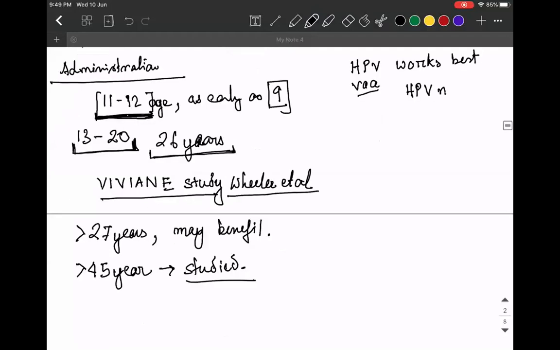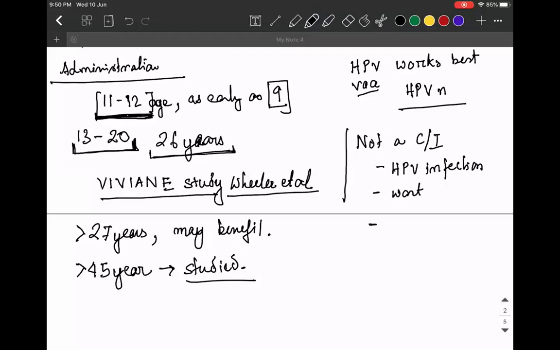Okay. Now the next point is that even though it works best with people who have no HPV infection, that doesn't mean having an HPV infection is a contraindication for vaccination. So not a contraindication. What are not contraindications? An existing HPV infection, patients who already have warts, or patients who have shown an abnormal pap smear.